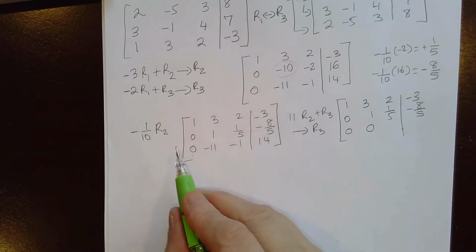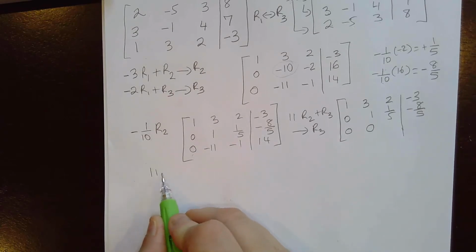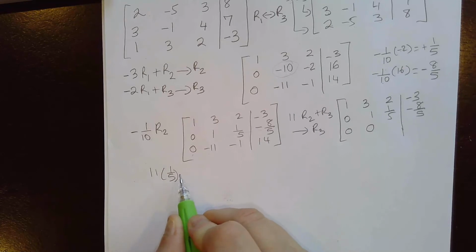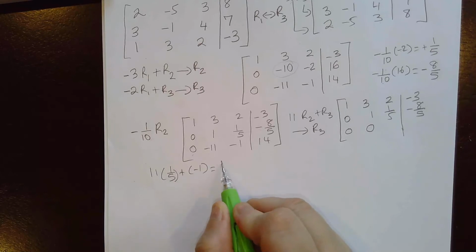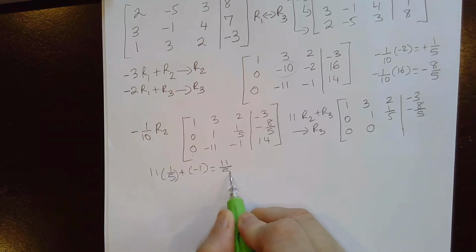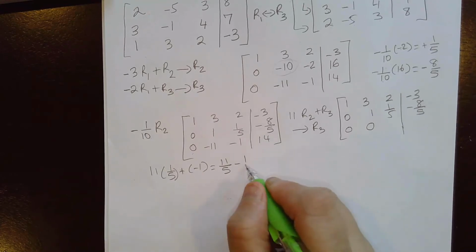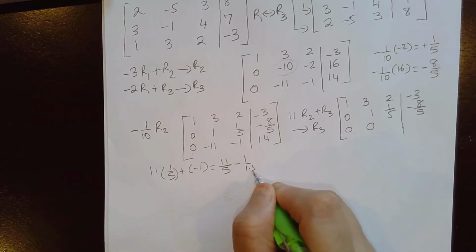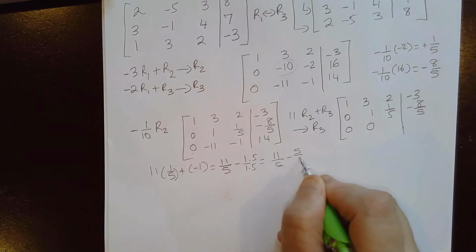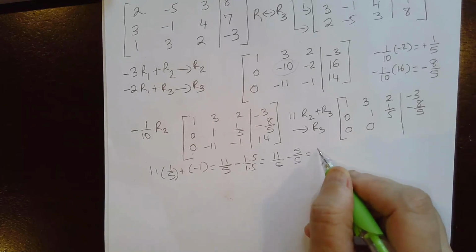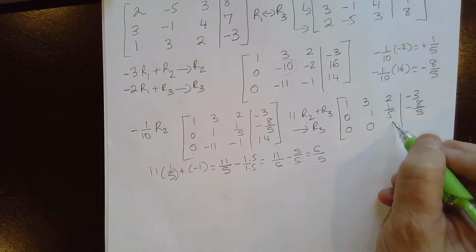Now, 11 times 1/5, I can write it down here to make it easier. 11 times 1/5 plus row 3 entry, negative 1. That will give me 11 times 1, that's 11 over 5 minus 1. So the LCD, again, I'm going to have a fraction. So here you have 1. I'll multiply this by 5, this by 5. We get 11 over 5 minus 5 over 5. 11 minus 5 is 6 over 5. 6 over 5 is your answer, and that would be here, 6 over 5.